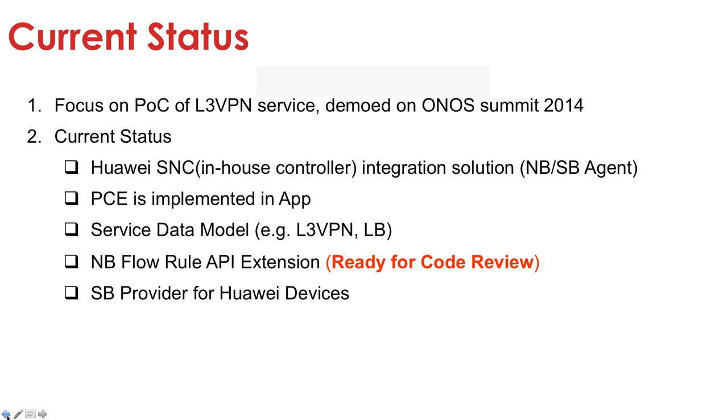So the current status is that we already integrated the layer 3 VPN use case with our in-house built controllers. In this architecture, we move the path calculation engines to the applications. For the service data model, we implement the layer 3 VPN and load balancers. Another thing is that currently we don't support MPLS tunnels in the ONOS, so some MPLS network provisioning work is done by the applications.